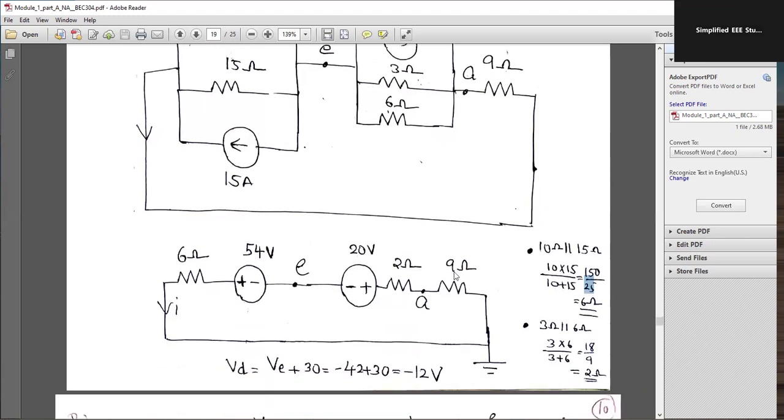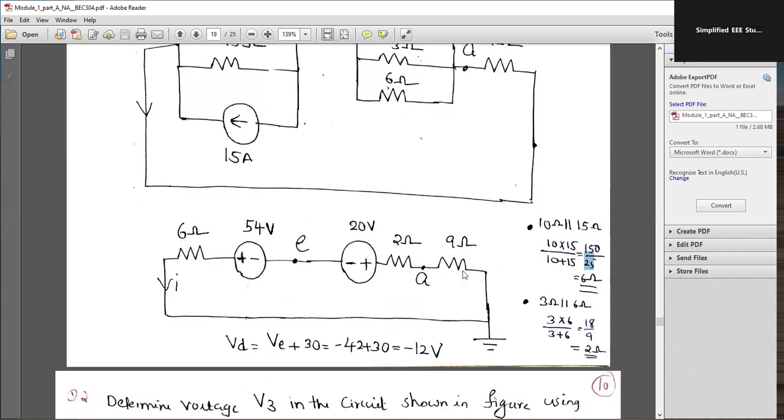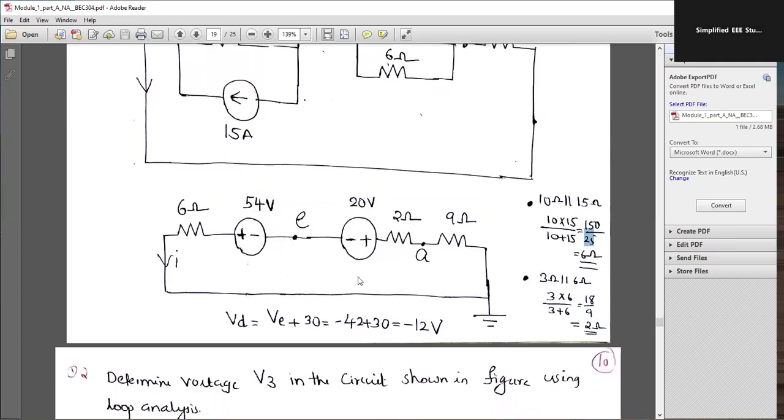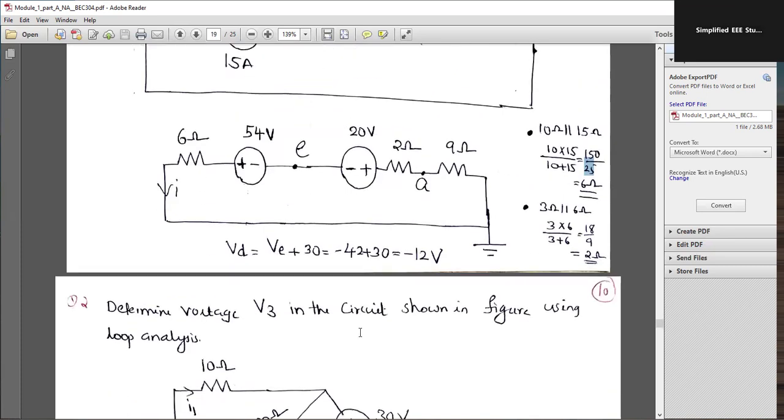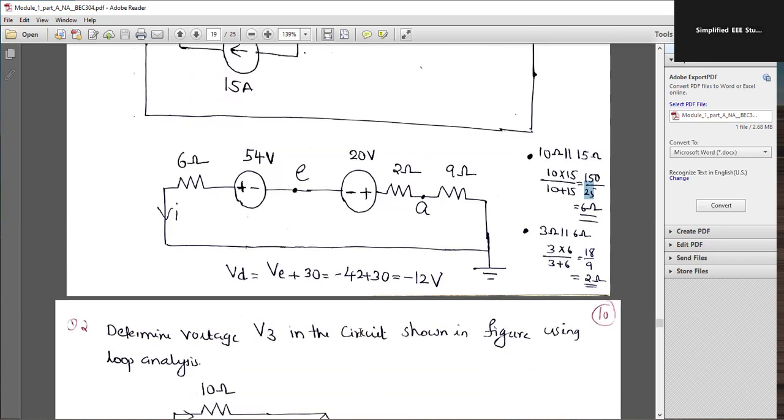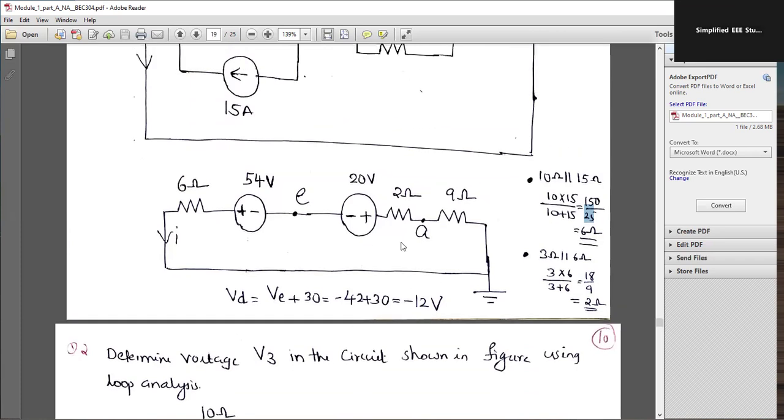So 2 ohm and 9 ohm. 2 ohm, 9 ohm, 6 ohm, all are in series. Correct? No, no. 2 ohm, 6 ohm, sorry. 2 ohm, 6 ohm and 9 ohm all are in series. So you can add the resistors. 6 ohm plus 2 ohm plus 9 ohm you can add. Here the polarity of 54 volt and 20 volt are different. So take the difference. If you take the difference, what will you get? So you can simplify. Okay. So ultimately, what I'm able to get is BD.